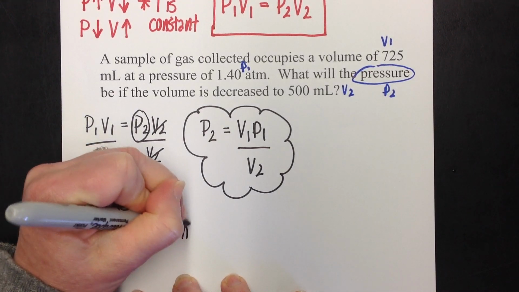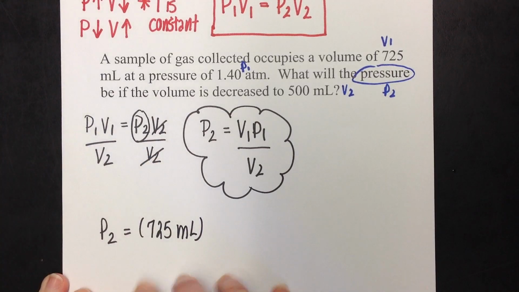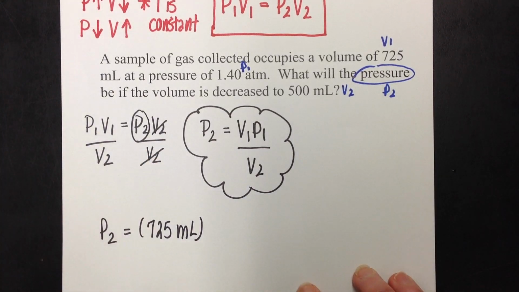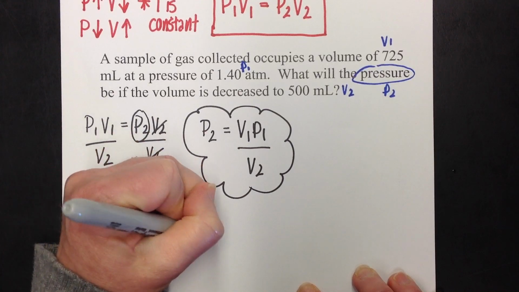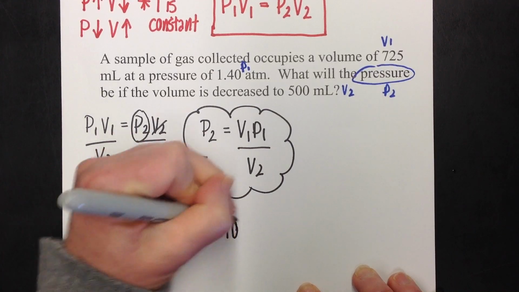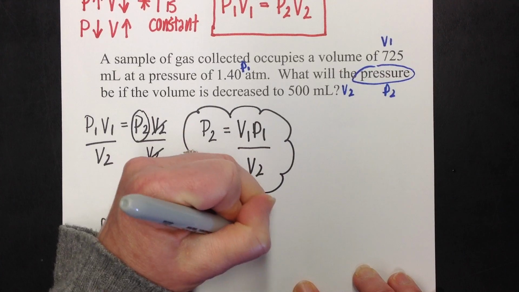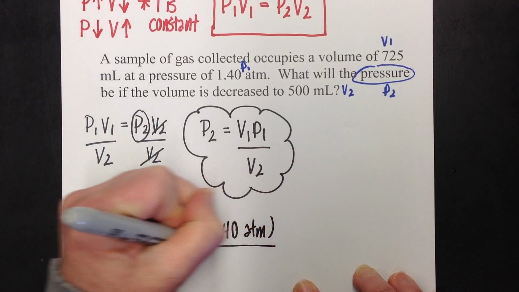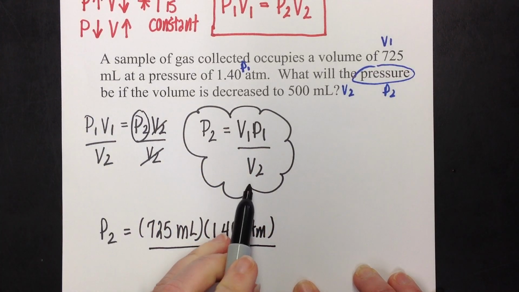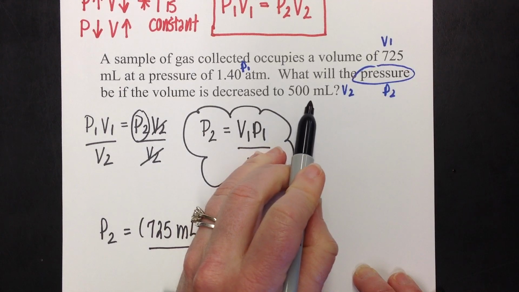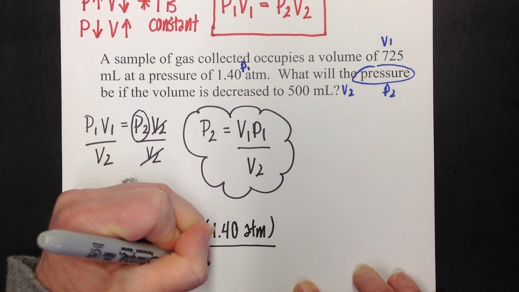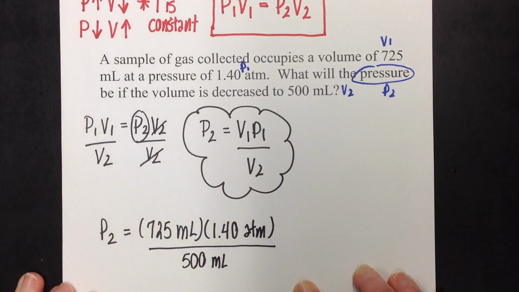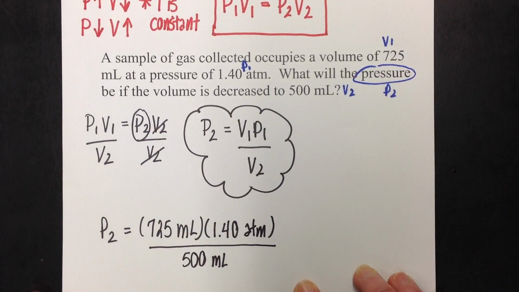Now you want to make sure you put your units in the problem because then you can see everything cancel. P1 is right here, 1.40 atmospheres, divided by volume 2, which I have labeled as 500 milliliters. See, because you labeled it early, now you don't have to worry about going back and finding it. You just pull it down and plug it in.